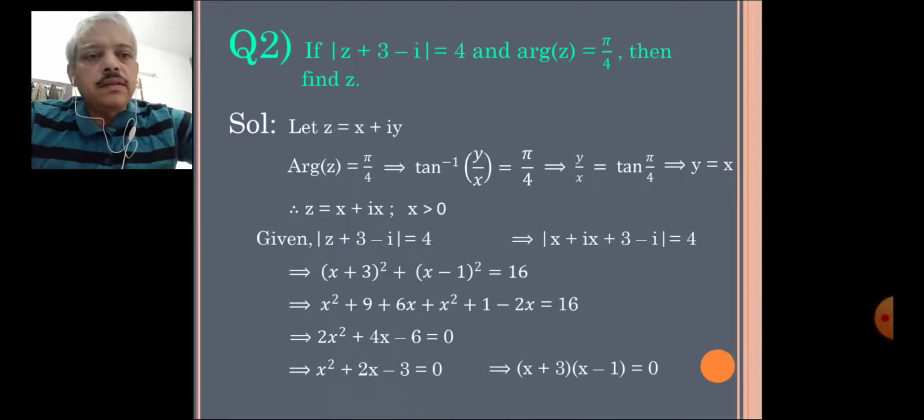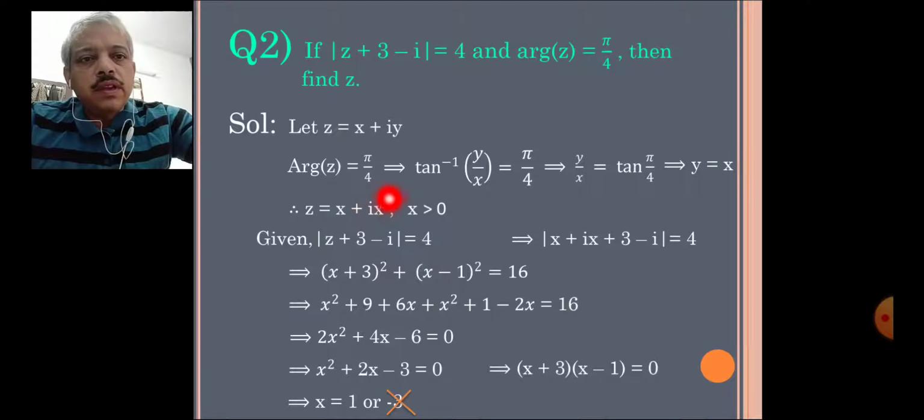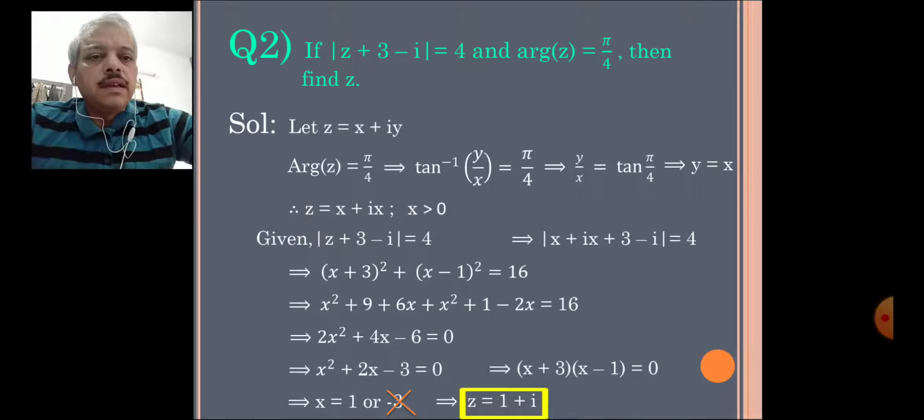Now doing the factorization, we get (x plus 3)(x minus 1) is equal to 0, which implies x is equal to 1 or minus 3. But we cannot take x is equal to minus 3 because x is greater than 0. So we reject x is equal to minus 3 and we have x is equal to 1. Now putting the value of x is equal to 1 in the complex number z is equal to x plus ix, we get the answer z is equal to 1 plus i.